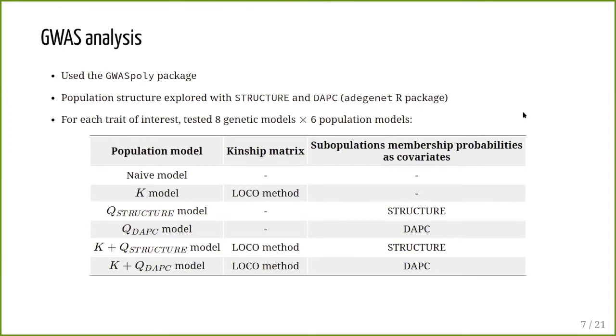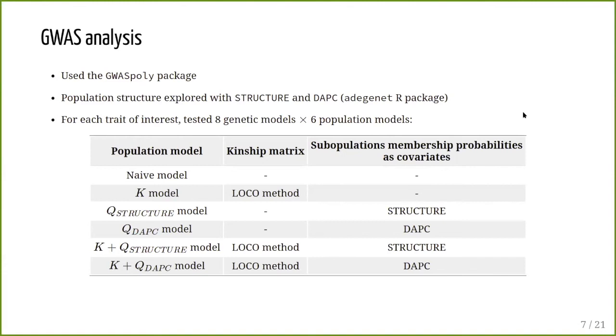And the reason why I tried these 2 different algorithms rather than just using one of them is because they both give us slightly different information about the structure of the population. So I wanted to investigate which one was more appropriate to use to correct for population structure in this case.